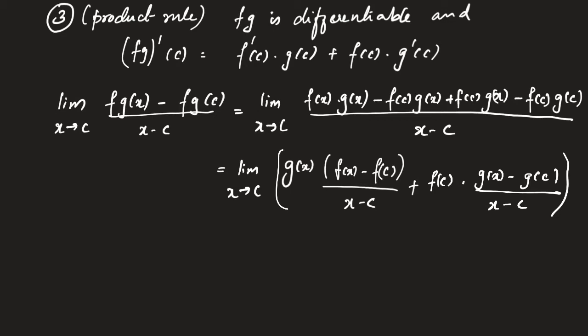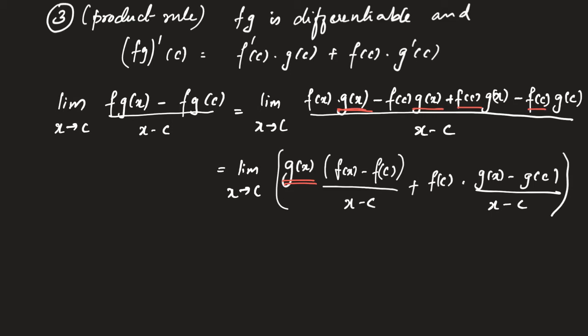So I took g of x common from these two. That's what I did in the first stage. So that's the g of x here. And then I wrote f of x minus f of c divided by x minus c. And then similarly, I took f of c common from these two. So I wrote it as f of c into g of x minus g of c by x minus c.